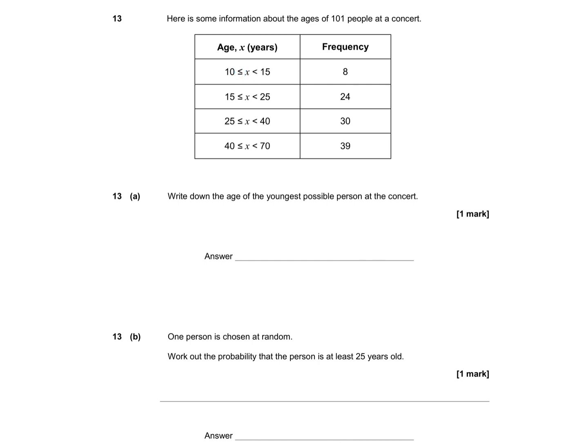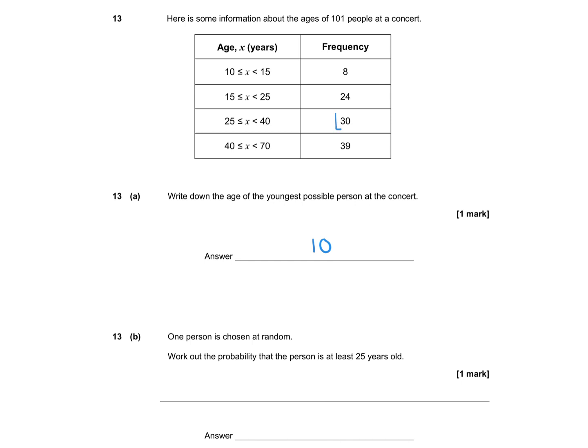So the youngest person, write down the age of the youngest possible person at the concert. The youngest person in this group would be 10 years old, because 10 is the smallest number we can possibly have here. Part B, one person is chosen at random. Work out the probability that the person is at least 25 years old.